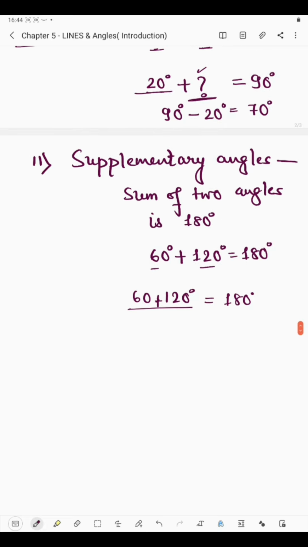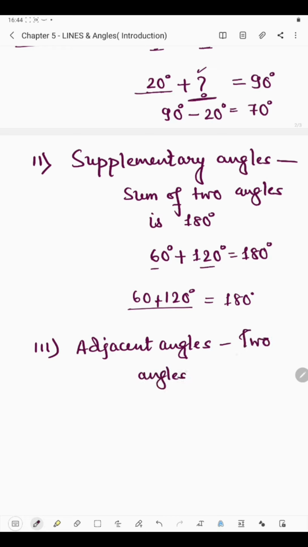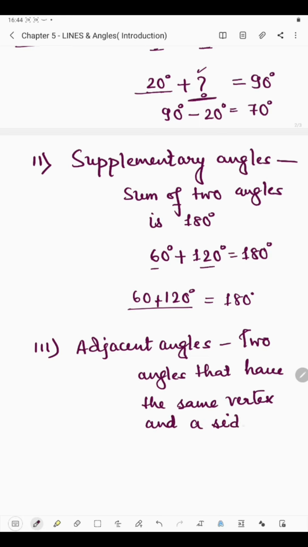Okay. Now coming to our next angle, which is adjacent angle. Adjacent means beside. Okay. So two angles that have the same vertex and a common side in common.